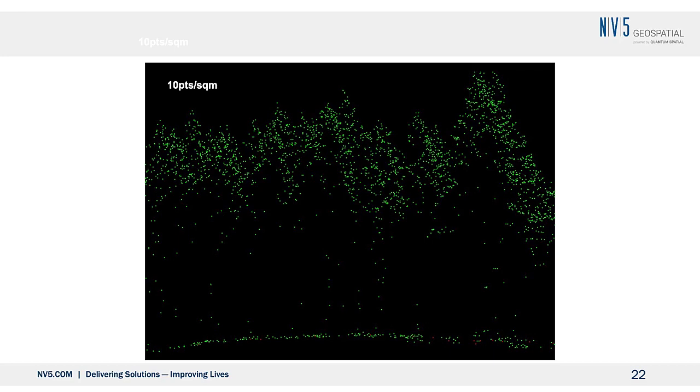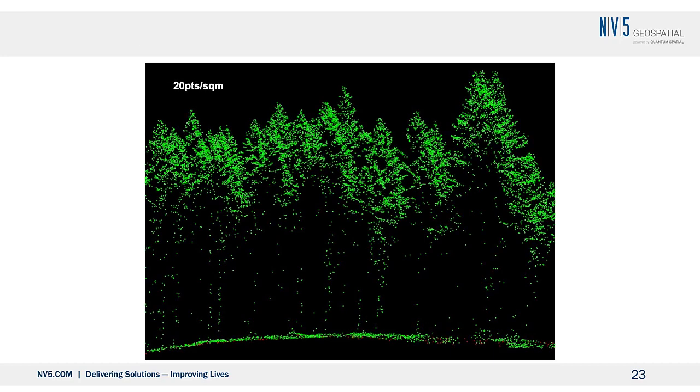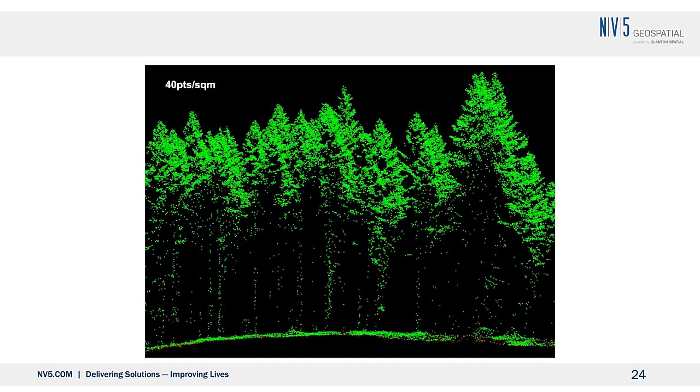on the ground. Then as we jump up to 20 points per square meter, we're starting to see the branching structure of the canopy. We can see the tops of the canopy. We can see a better definition of the ground. And at 40 points per square meter, we start to see a really good definition of the canopy, and we can also see individual tree trunks starting to reflect in the data, and also information about the ground. So as we increase the point density, we get more and more information about that canopy.